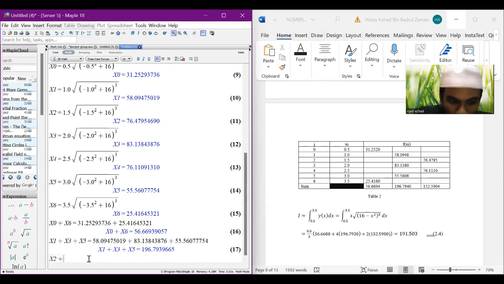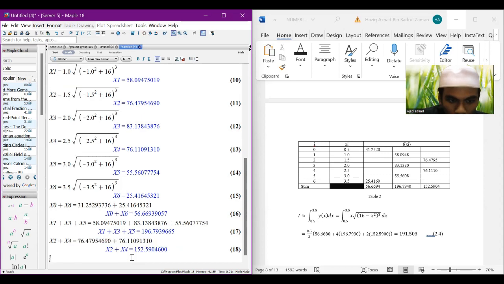x2 plus x4, which is 76 plus 76, and we get 152. The same as what we get in the table.